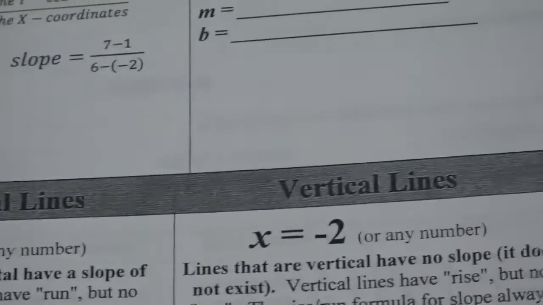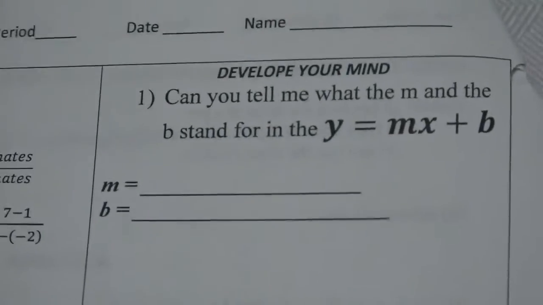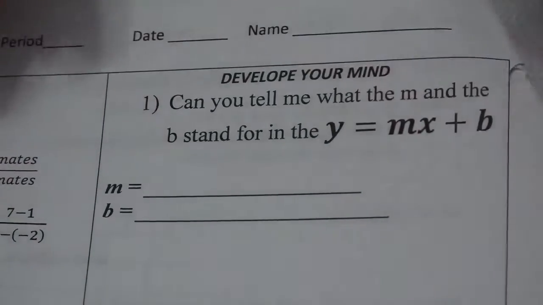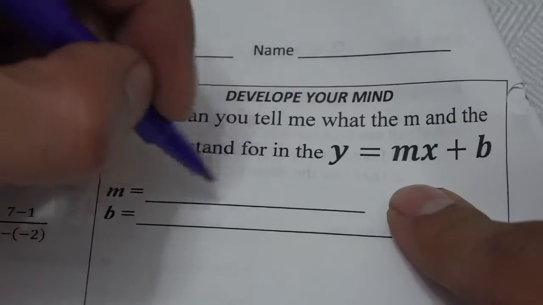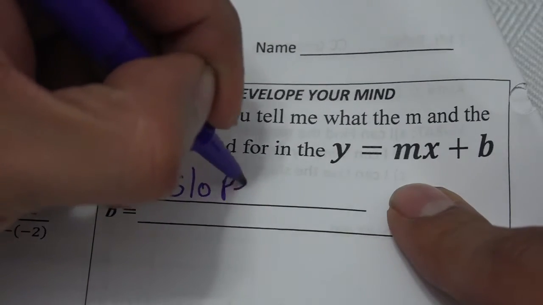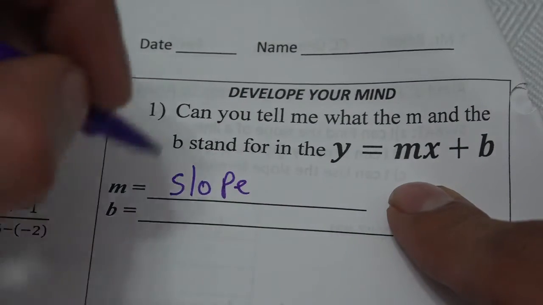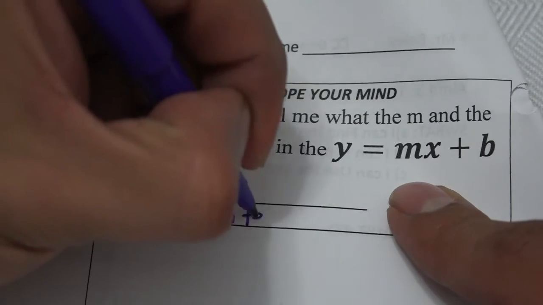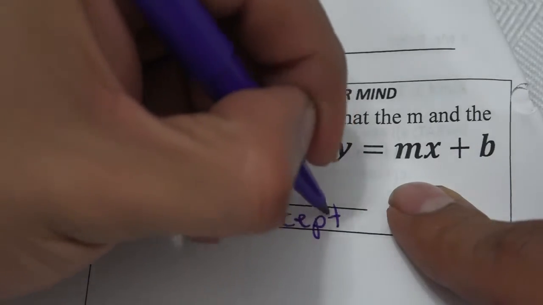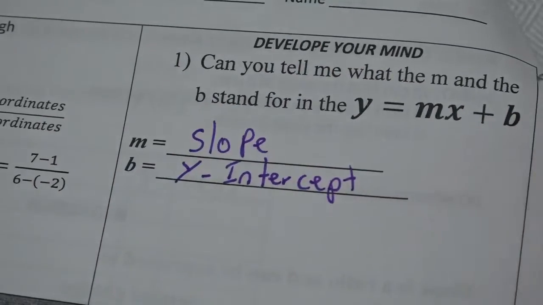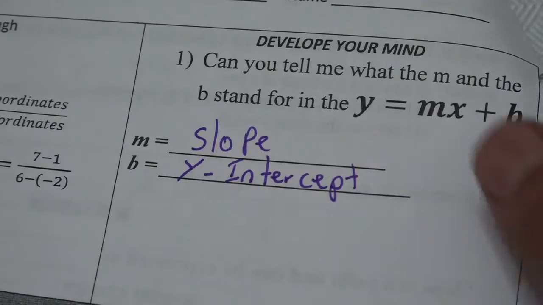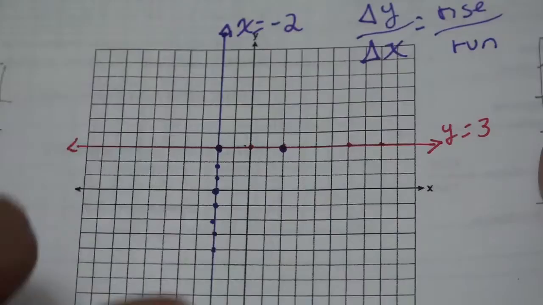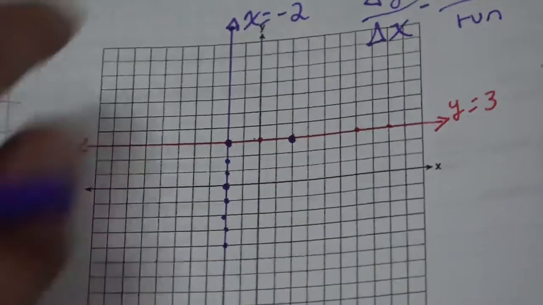Let's see now. Develop your mind. Can you tell me what the m and the b stand for in y equals mx plus b? Sure. m stands for slope. You need to memorize that. b stands for the y-intercept. Cool then. So now let us move on, now that we know that the slope here is undefined and the slope here is 0.